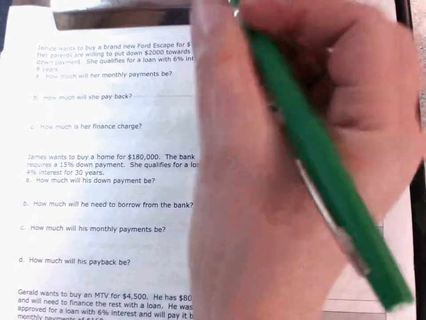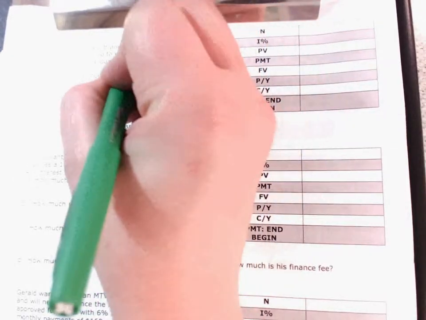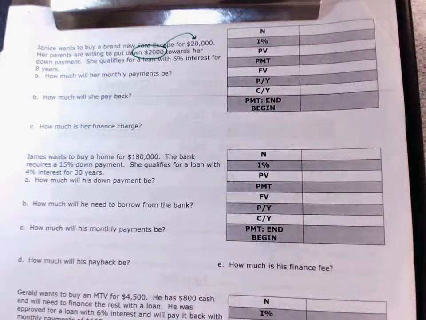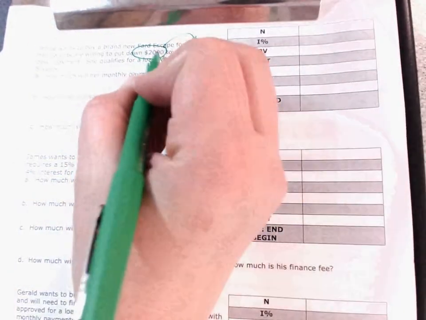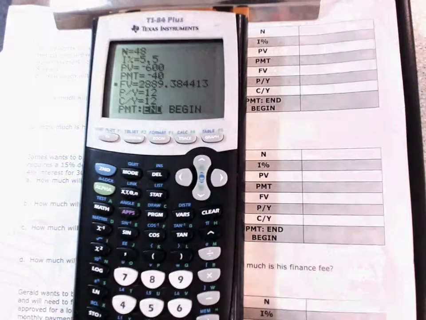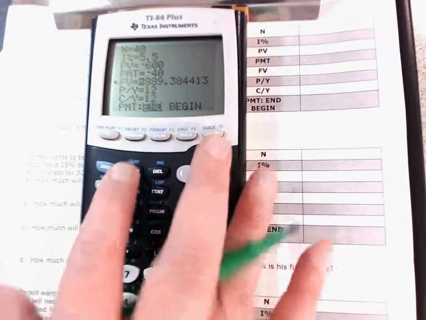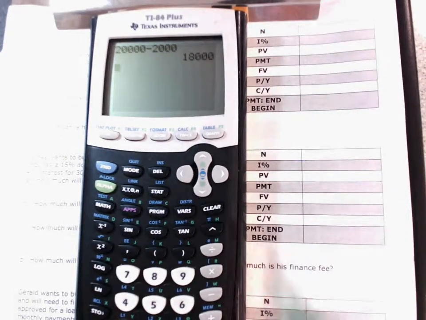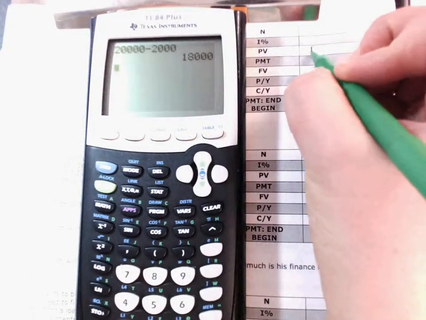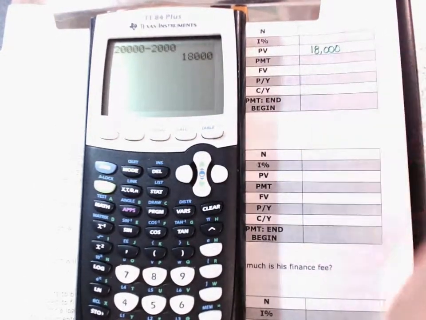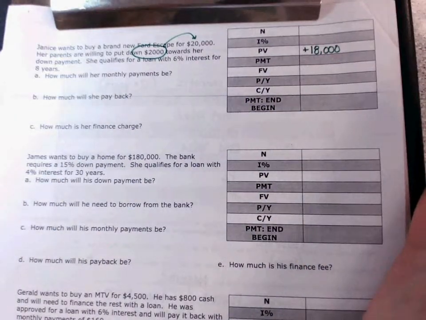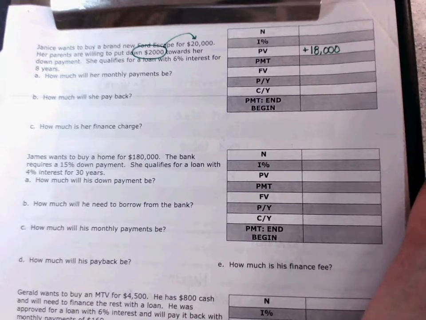So first thing, remember that if she's making a down payment, you always subtract that off the cost of the car. So it's $20,000, but she's taking $2,000 off. Remember to get out of your app, you're going to do second quit. So I'm going to do 20,000 minus 2,000. So she's only borrowing 18,000. That's my PV. Now, this is a little backwards from what you would think, but remember that that counts as a positive because the bank is giving her $18,000 to use to buy her car.